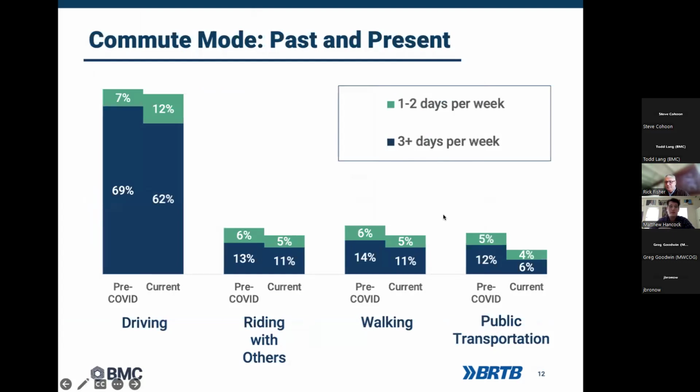Speaking specifically to commuting, we're seeing that while commuting to work is down across all modes of transportation since these disruptions brought on by the COVID pandemic, we have a greater proportional impact on public transportation than we do on driving. So with driving currently, we see about 12% versus that, 1 to 2 days per week is the 12 and 7%, 3+ days per week, 69 and 62% currently, and then versus public transportation, which is down from 12% to 6% who are using that 3 or more days a week.